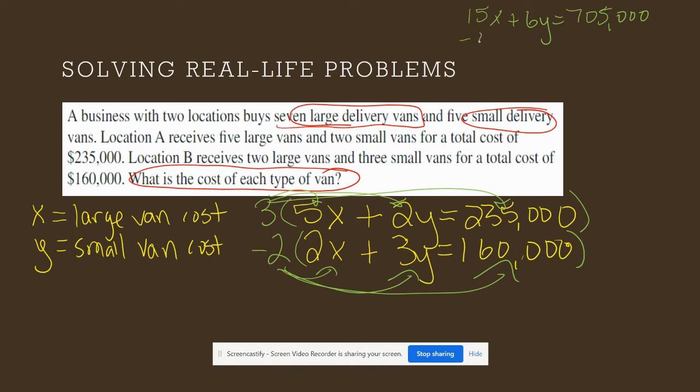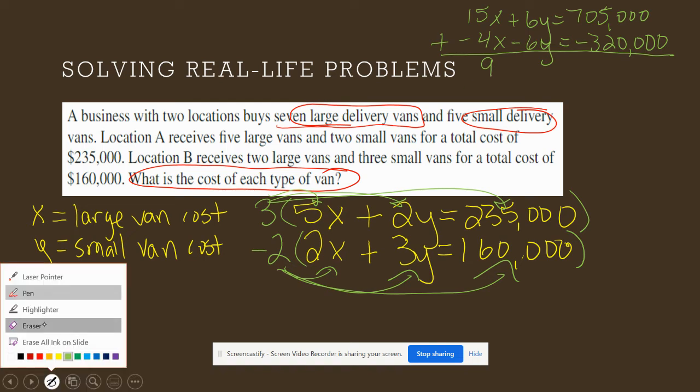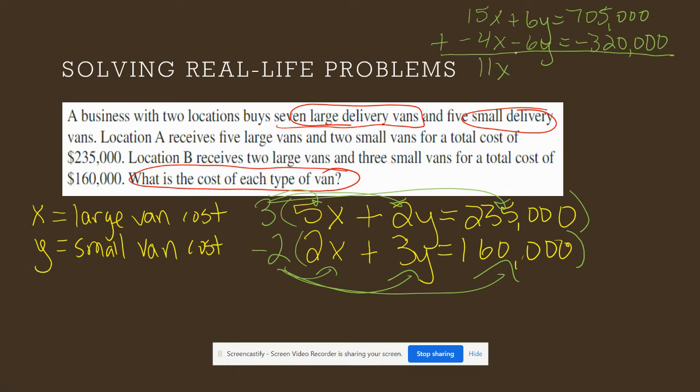-2 times 2x is -4x. -2 times 3y is -6y. And -2 times 160,000 is -320,000. So when I add these together now, 15 plus -4 is 11x. Six plus -6 adds to 0. Perfect. That's exactly what we want.